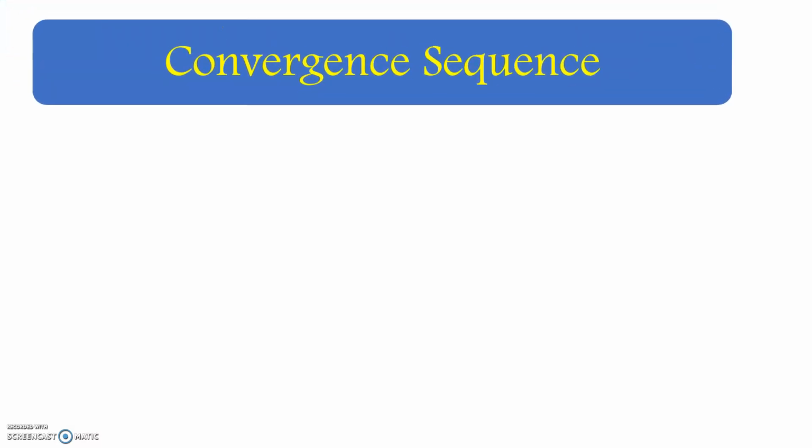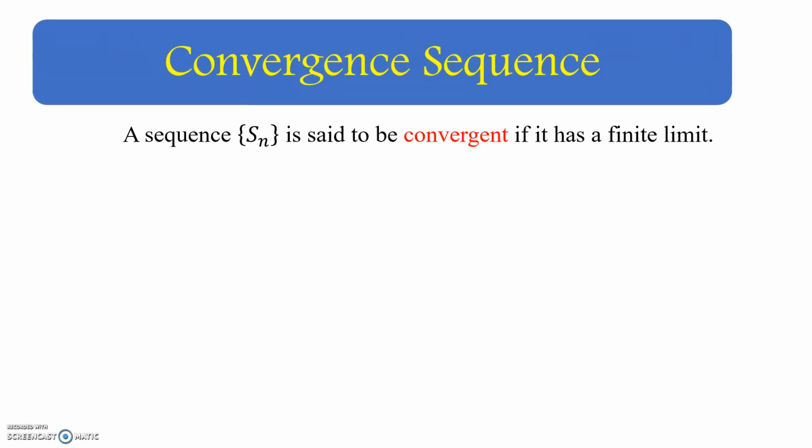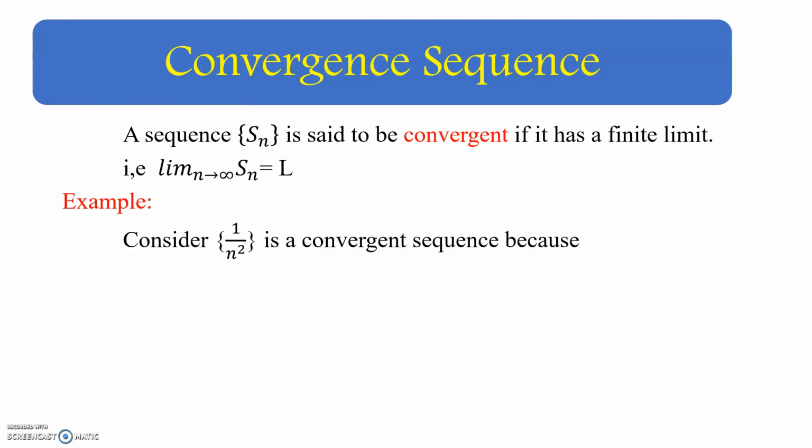Next we are going to see convergent sequences. What is convergence? A sequence Sn is said to be convergent if it has a finite limit. We already saw what the limit is. If you find the limit and get a finite value, that is a convergent sequence. If you get an infinite limit, that sequence is called a divergent sequence. So here limit n tends to infinity, Sn is equal to L. Sn is nothing but the nth term of the sequence. We can denote it as Sn or An.